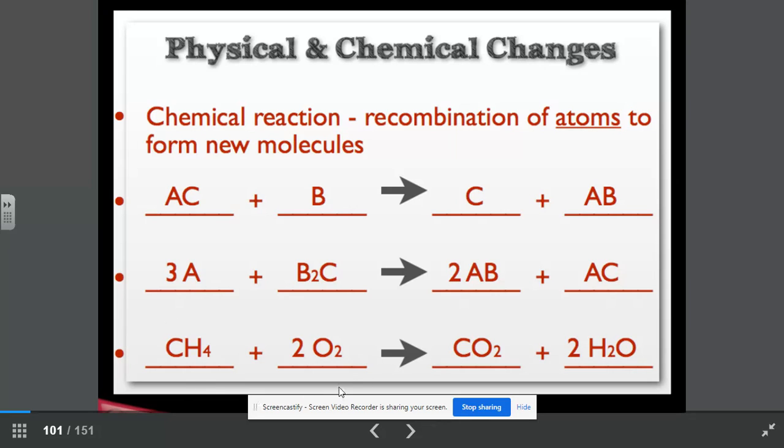It's the same on either side, same amount of matter, just recombined in a different way. Whatever is on this side of the equation, just like in math, has to equal or balance out with what's on this side of the equation.